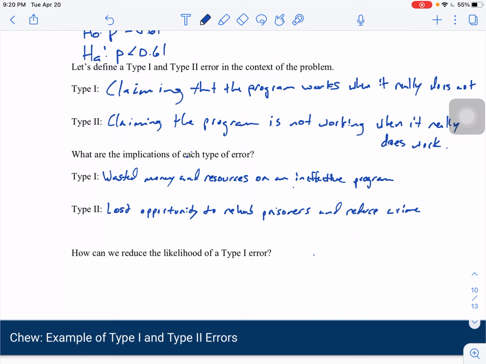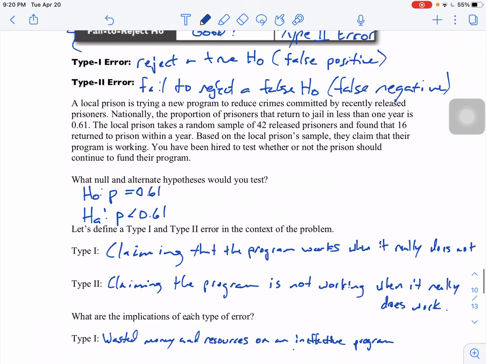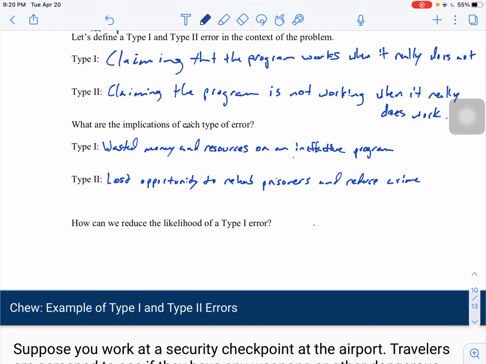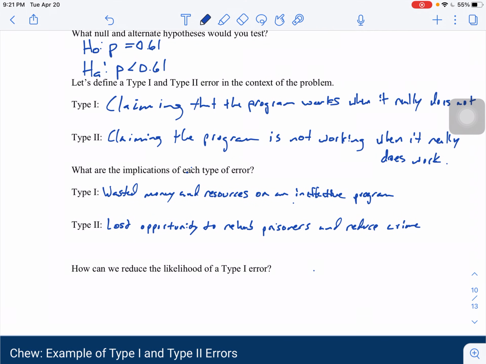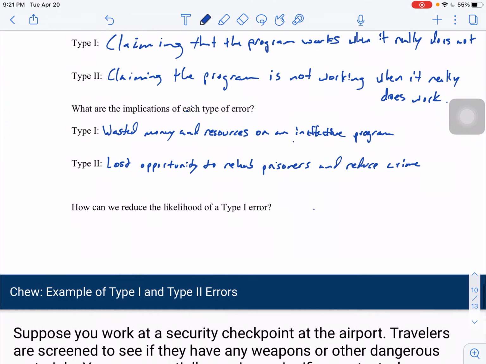All right, and then how can we reduce the likelihood of a type 1 error? So if we think about a type 1 error, it is when we are rejecting the null. So if we think about what tells us when to reject the null, it's when we compare our p-value to alpha. So basically, if we use a larger alpha value, if we increase that alpha value, we're going to reject less, right? So if we reject less, we're going to make a type 1 error less, right? So we're going to reduce that likelihood. How can we reduce the likelihood of a type 1 error? Increase alpha.